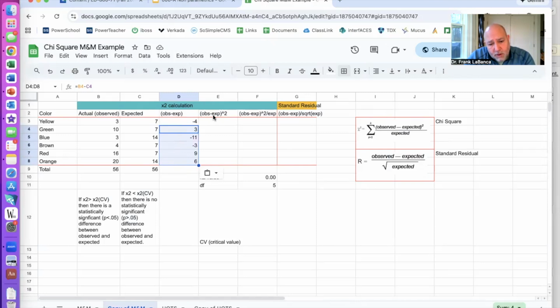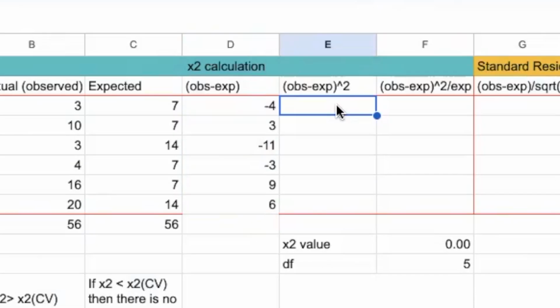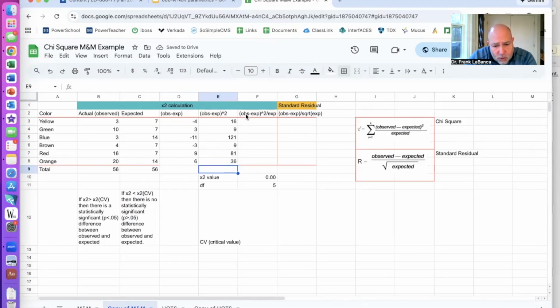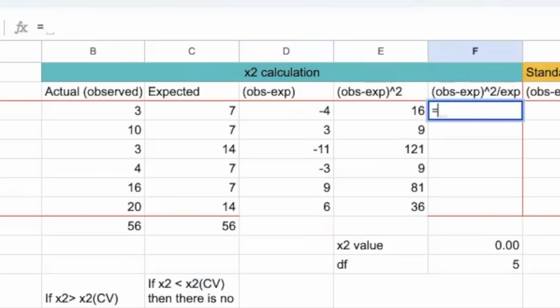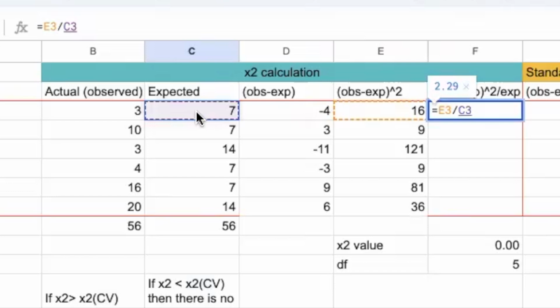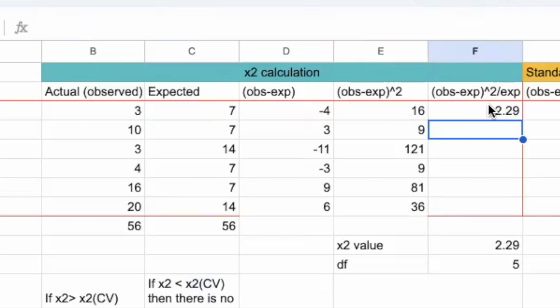Now we're going to do observed minus expected squared. There's a couple ways you could do that. I'm going to use the one that's represented here. We do the observed minus expected, and the caret gives the power of 2. Okay, and there we go. We got the 16. Copy those down. Great. Now we do observed minus expected squared, that's this one, right? That one, divided by the expected. So we do equals this one divided by the expected. Get that? And we'll copy and paste that down.